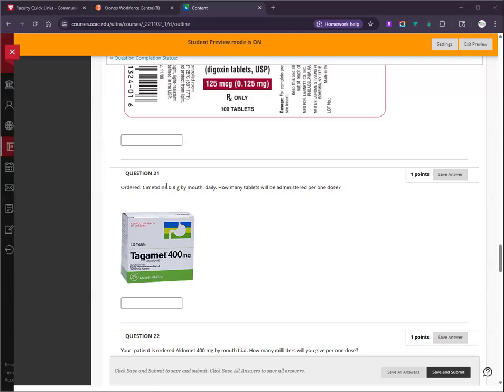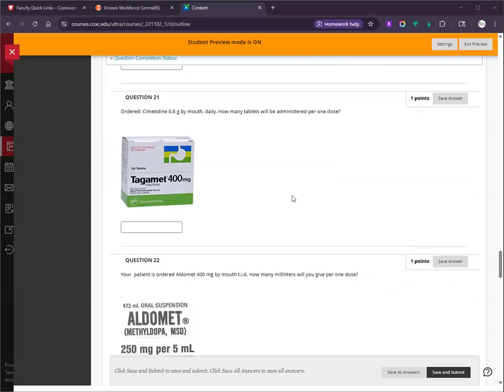And then this is just again converting the 0.8 grams to milligrams. So it'd be 800 milligrams over 400 milligrams. So that's 2 tablets per day or per dose.